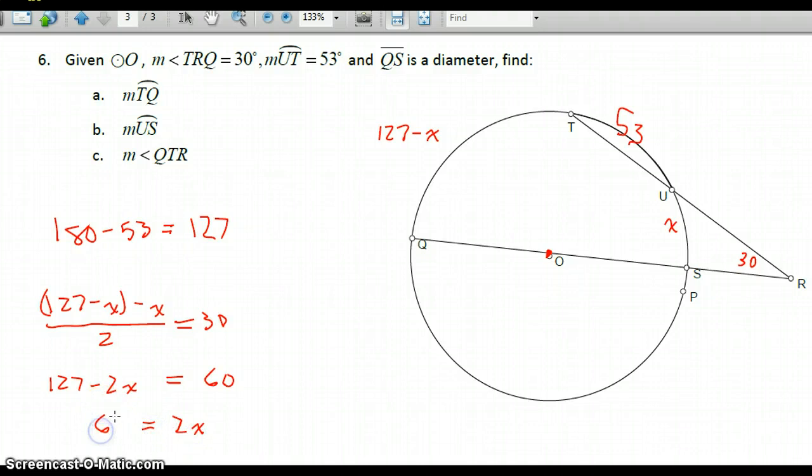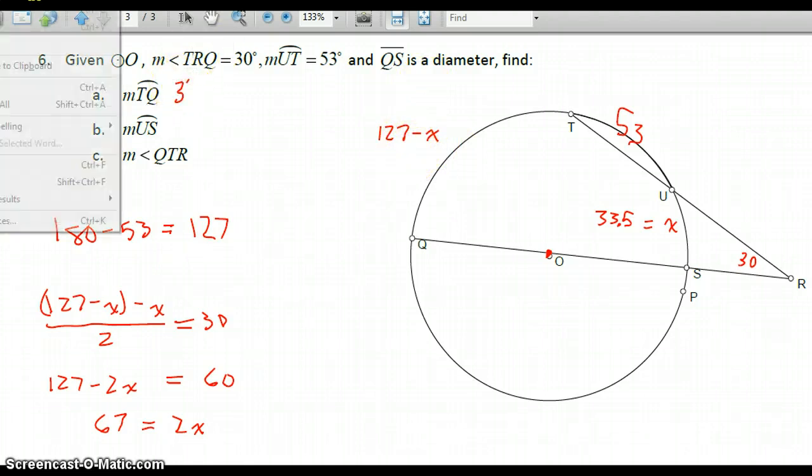So 2x ought to be 127 minus 60. Oh, I have a nice decimal again. So x is 33 and a half. In fact, I think I've had 33 and a half on this thing before. And this is 127 minus 33 and a half. No, that's not what we're asking for there.